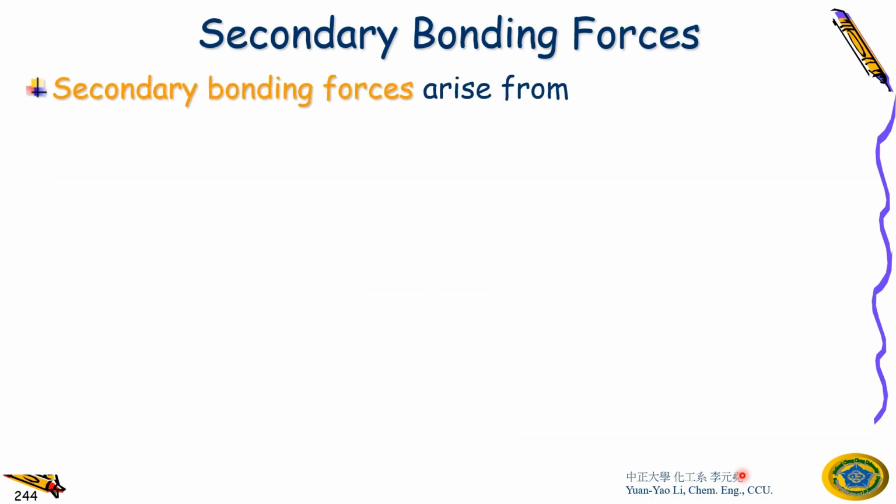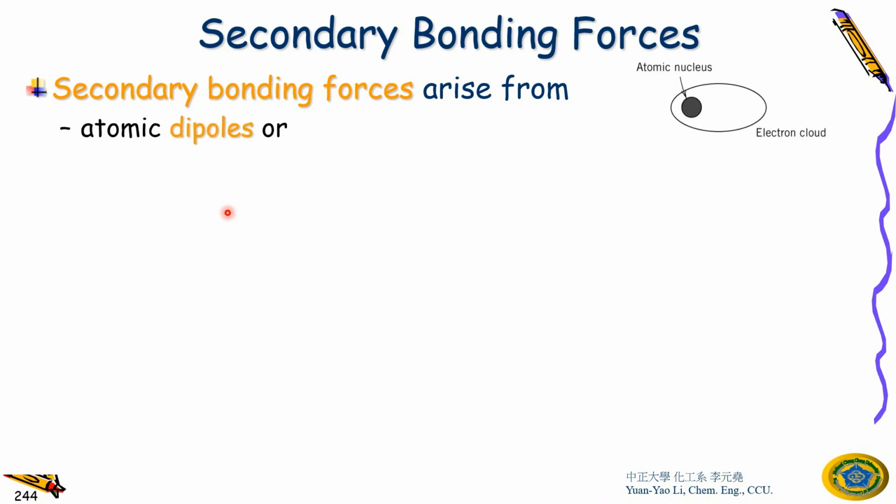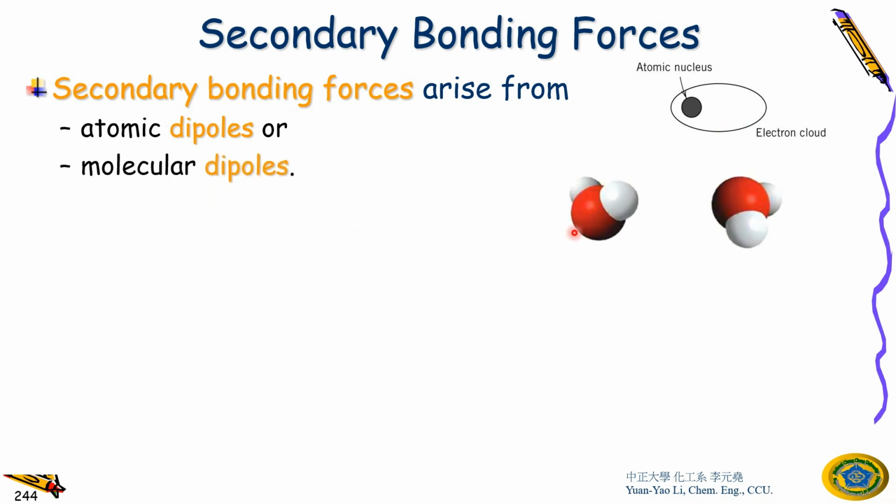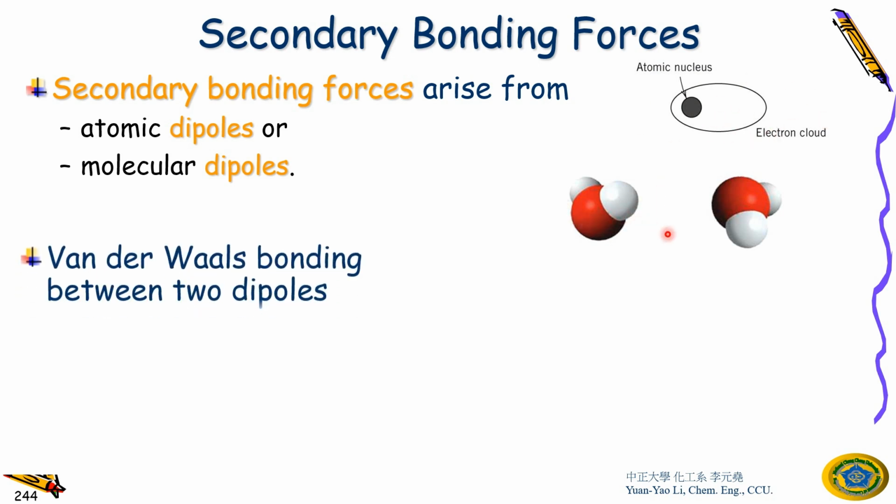So the secondary bonding forces arise from what? As we know from just now, atomic dipoles. You have atomic or molecular dipoles. This is water, for example, H2O, right? So this is a polar molecule. This is a polar atom, an induced dipole, right? This is the polar molecule.